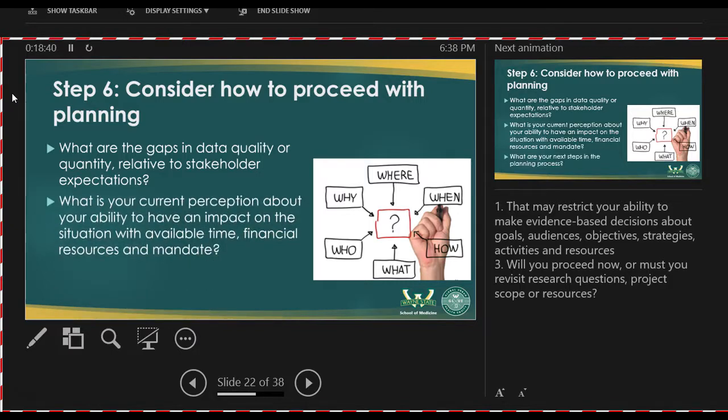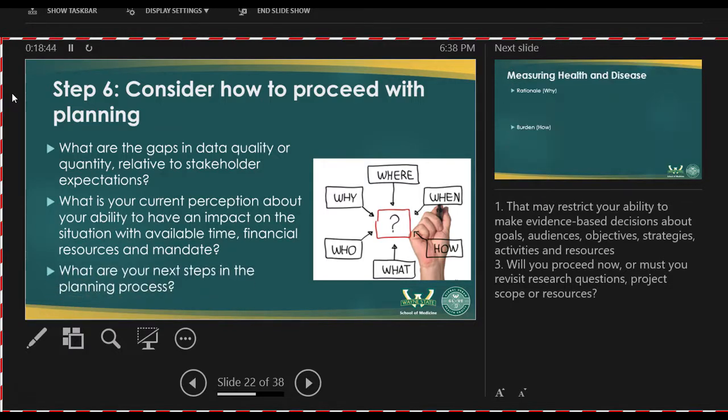What is your current perception about your ability to have an impact on situation, available time, financial resources, and mandate? And what are your next steps in the planning process? So that's the loop back. So these are the 6 steps for systems analysis.